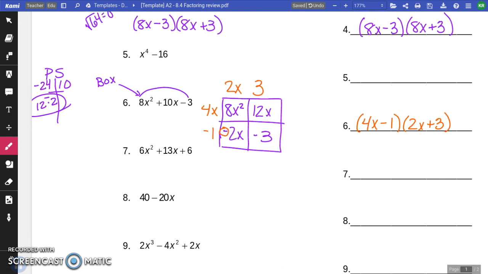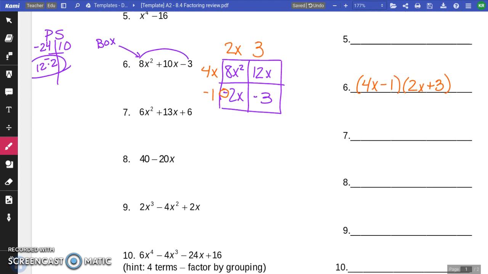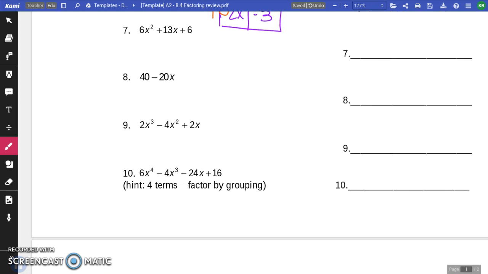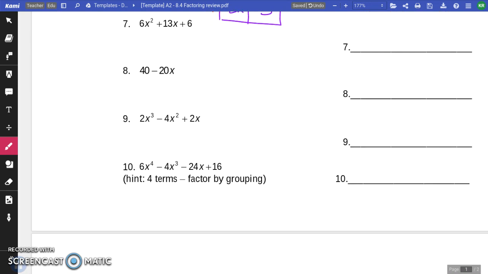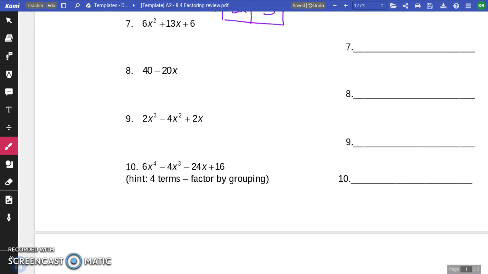Okay, I think I've pretty much done an example of each of the different types. Now number 10 is 4 terms. I put factor by grouping, which you can use. Some students do like the factor by grouping, but most of you like the box better. So 4 terms, put it in a box, 1 term for each square.